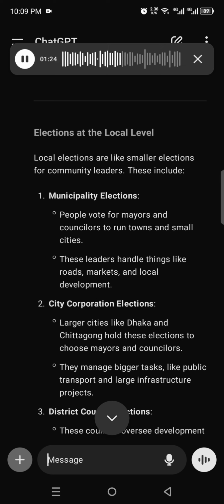3. District council elections. These councils oversee development in districts outside cities. Leaders are chosen to look after larger areas, like making sure schools and hospitals are running well.